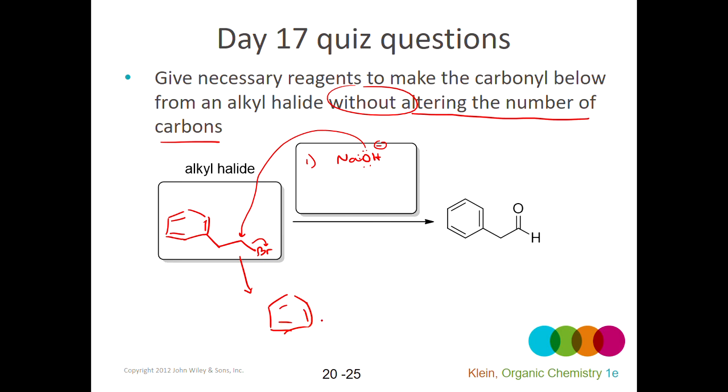to give an OH there. And then I can oxidize the OH to the aldehyde using the PCC. So that's probably the most likely two-step process you would use to get that reaction to work.